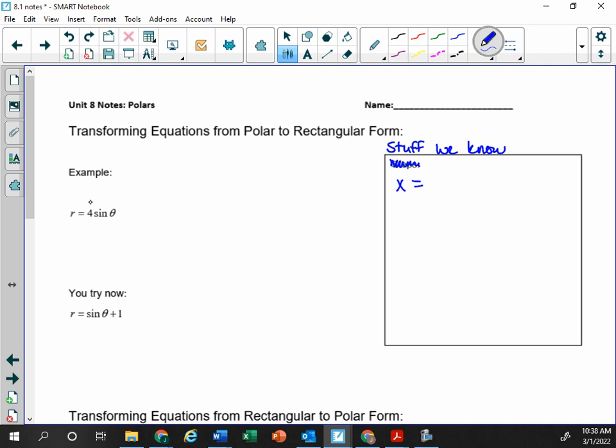What was our formula for x when we were going polar to rectangular, all that good stuff? Okay, good. What about y? Okay. Are we okay with this, that x squared plus y squared equals r squared? We know that, right? Little version of the Pythagorean theorem. Because of that, we also know that the square root of x squared plus y squared is r.